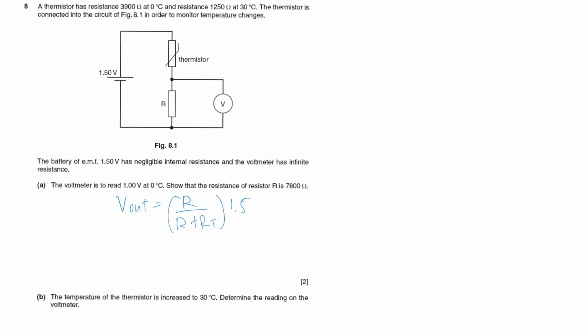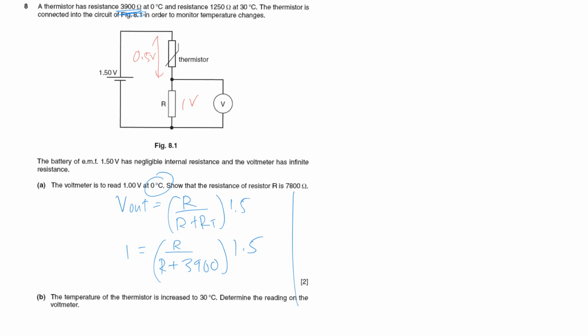Since they already told you the voltmeter reading is 1, and they also mentioned the resistance R you're supposed to find. The resistance of the thermistor at 0 degrees, you check your information, it is 3900 ohm. Then you will be able to get your R. But you notice that this way is quite tedious, because you have to bring your R, cross multiply, and then solve and all that. So the easier way, I teach you, if they said that this is 1 volt, wouldn't this side be 0.5 volts? So you actually solve from the other side.